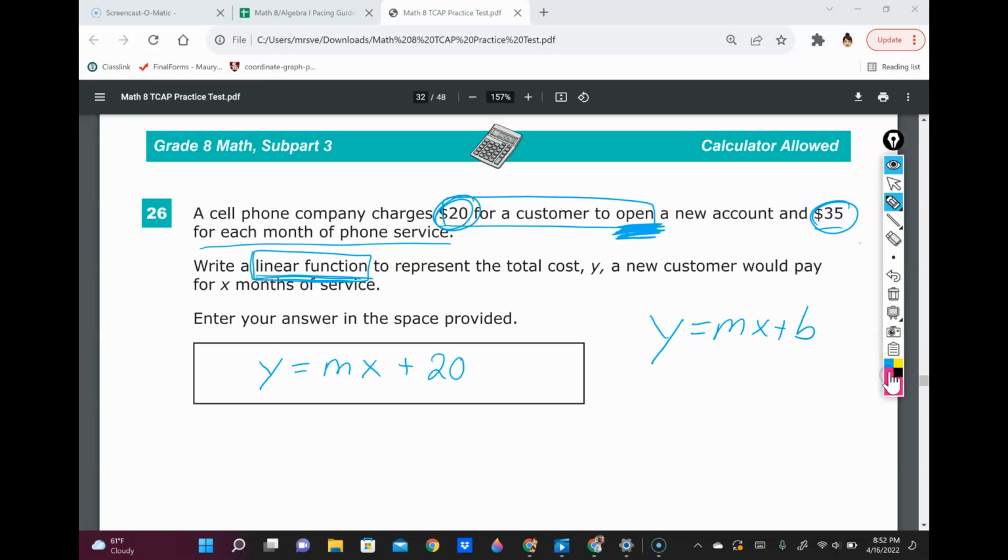35 is my slope because it's talking about for each month of phone service. Remember that your slope, your rate, is always comparing 2 units of measurement. Here, I have money and time, 2 units of measurement, so I know that's my slope.